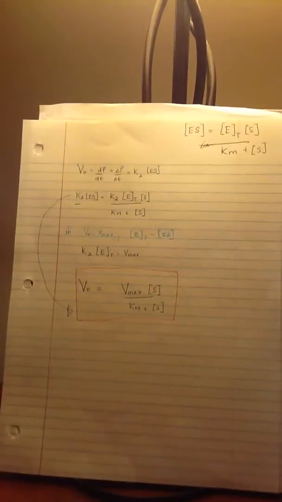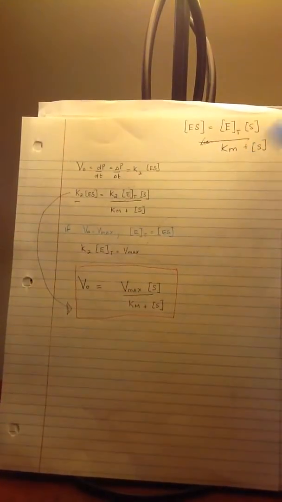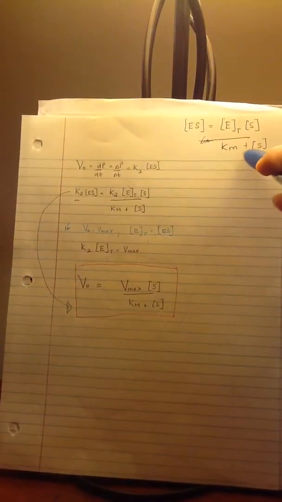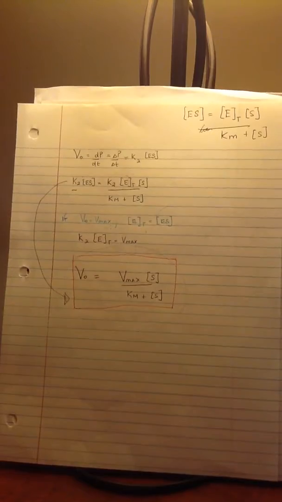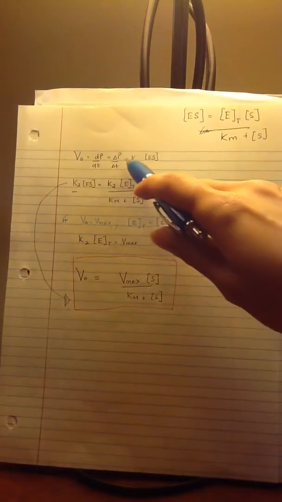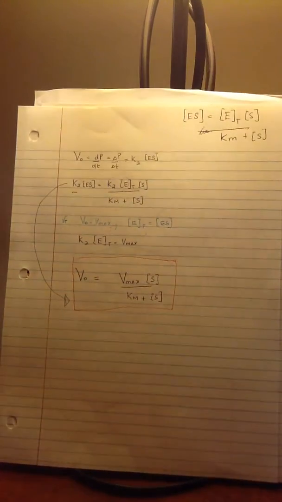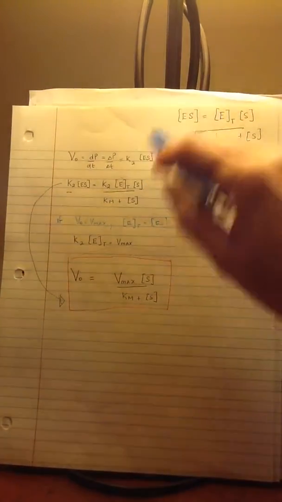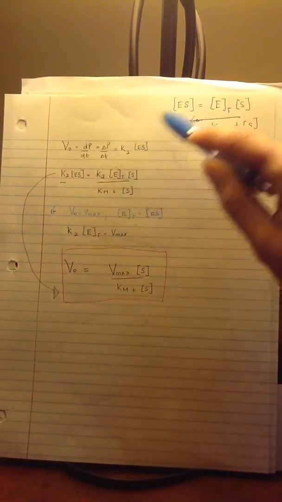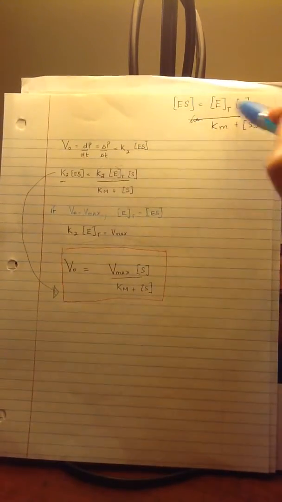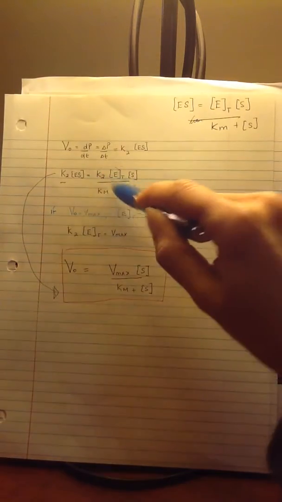Okay, so we just rewrote that equation above right here. The speed of our whole process is going to be V0, and that is the rate of formation of product, and that is going to be equal to K2 times our enzyme substrate complex. Now, we're going to multiply this equation by K2 on both sides. That is going to lead to this equation right here.